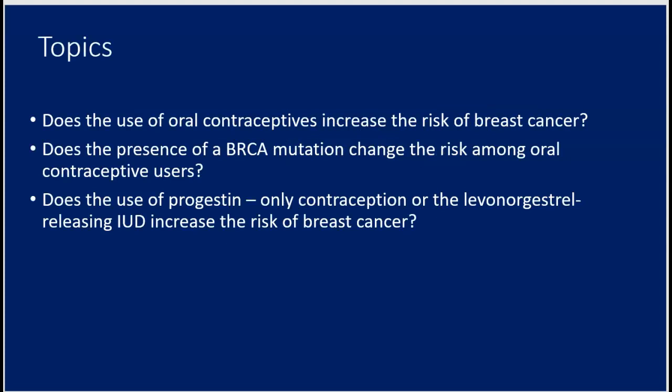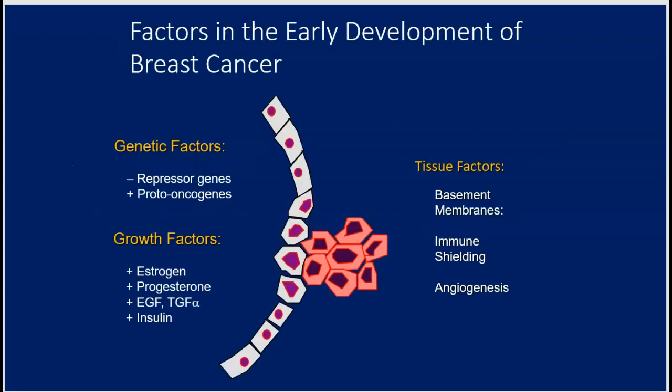There are major topics that one can focus on, and these are the ones that I've chosen that I think are important. Does the use of oral contraceptives, or any combination hormonal contraceptive for that matter, increase the risk of breast cancer? Does the presence of a BRCA mutation change the risk, particularly among oral contraceptive users? And does the use of progestin-only contraception or the levonorgestrel-releasing IUD increase the risk of breast cancer?